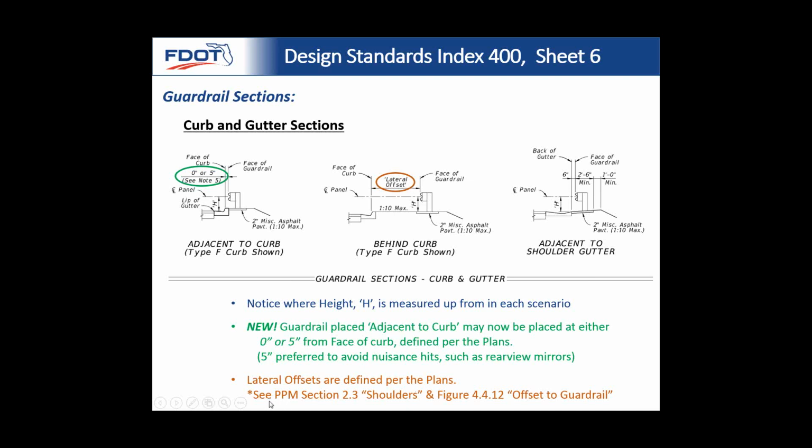And so again, if you want to find out what your lateral offsets are, you look at the PPM section 2.3 for shoulders and figure 4.4.12 for offset to guardrail. That's the designer information in the PPM.